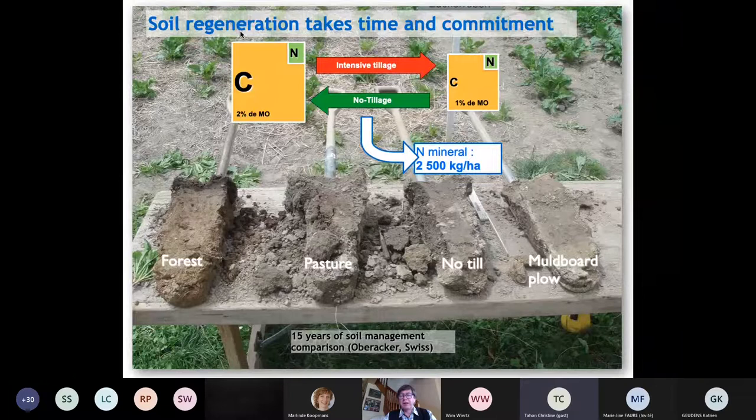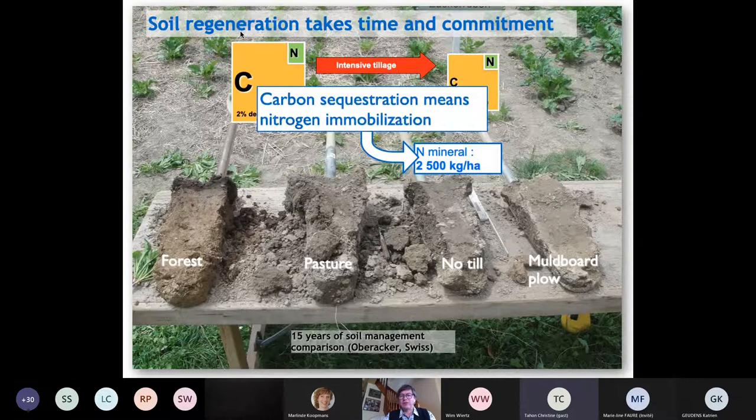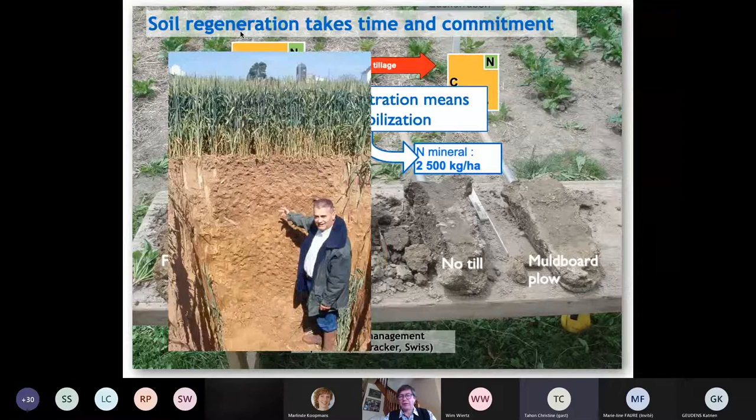And this difference, you can tell with organic matter, the color. And then it hides something that is quite difficult to integrate. When you have a C/N ratio close to 10, that means that when you change by 1 point of organic matter, you will immobilize 2,500 kilograms of nitrogen, which is quite a lot. So carbon sequestration meets nitrogen immobilization. And that makes things quite hard to understand and work with in our countries.